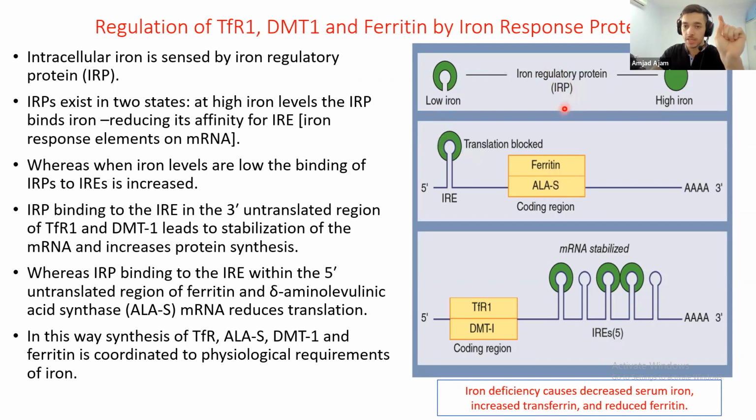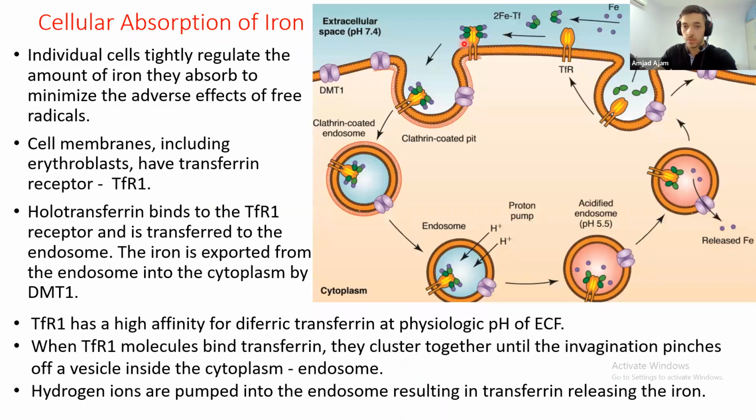Another thing the IRP does is it will go to the 3' end of this mRNA strand, and it will stabilize this mRNA strand, and therefore increase the synthesis of transferrin receptor and DMT1, which also makes sense because when you have low iron, you need transferrin receptor 1 and you need DMT1. Why? Because we need transferrin receptor 1 and DMT1 in order to have more iron inside the cell.